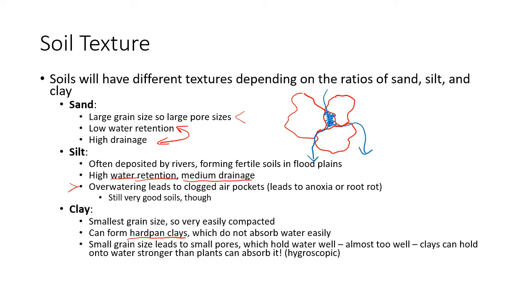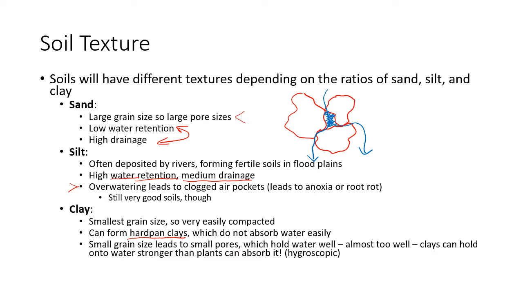Okay, so it's just compressed clays, and it's sometimes formed in very hot areas, so it's almost kind of like it's baked. These small grain sizes lead to small pores, and those small pores can hold water too well. There's the amount of force that plants can draw water out of a soil, but water will stick to clays beyond that force that the plant roots can pull it out, and that's called hygroscopic action.